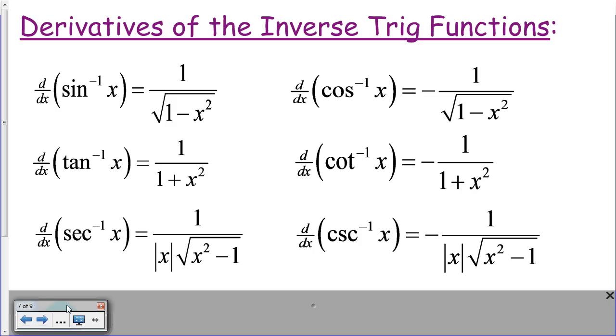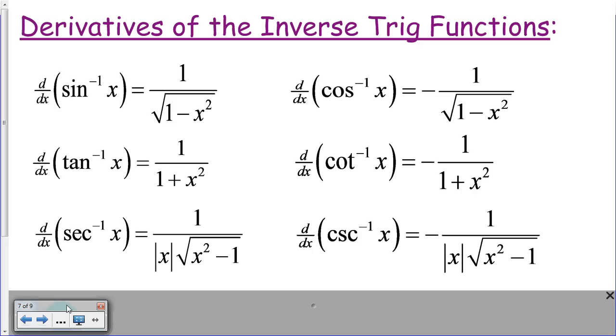Now, the nice thing about these, once I know these first three on the left, they're cofunctions, that is the sine inverse and cosine inverse, tangent inverse and cotangent inverse, secant inverse and cosecant inverse. Their cofunctions are exactly the same, but the opposite result. So the derivative of cosine inverse turns out to be a negative 1 over the square root of 1 minus x squared. And the derivative of cotangent inverse is the negative 1 over 1 plus x squared. And the derivative of cosecant inverse of x turns out to be a negative 1 over the absolute value of x times the square root of x squared minus 1. So once I know half of these, I actually know the other half.